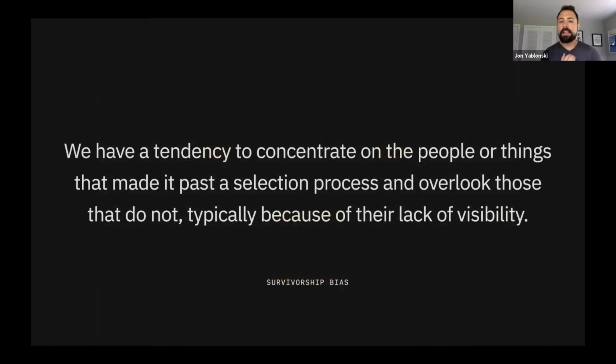I think this highlights a tendency we have as human beings to concentrate on people or things that make it past a very specific selection process, a process of visibility to our research. Typically that's because we're not considering that it should be part of the data to begin with. And this can lead to a lot of false conclusions. This tendency is known as survivorship bias, and it can show up in the design process in a few critical ways.